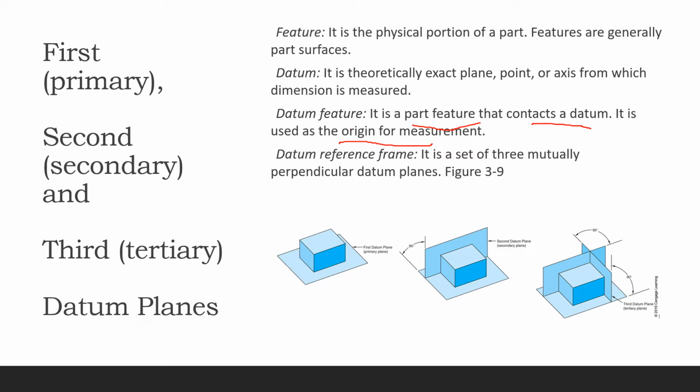Datum reference frame. Datum reference frame is a big word, but it's nothing but these planes. It's a set. We have 3 of them, mutually perpendicular, meaning 90 degrees to each other. You can see here in this picture, that's the first, second, and then a third plane. We call these primary, secondary, and tertiary datum planes, and they are again 90 degrees to each other.